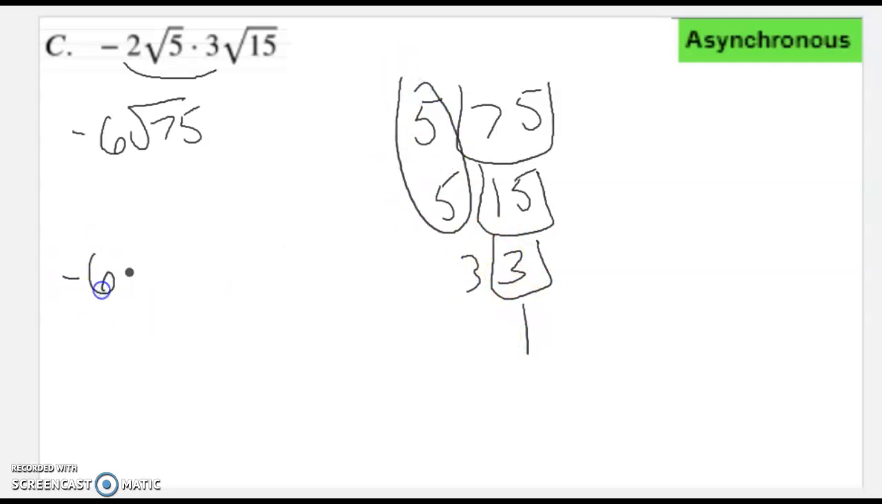So we're going to have negative 6 times 5 outside of the radical, and then you're going to have 3 inside the radical. So we'll have negative 30 square root of 3. And again, if you did that in your calculator, negative 30 times the square root of 3, you get negative 51.96152423. And then if you do negative 6 square root of 5 multiplied by 3 square root of 15, you get the same exact thing.